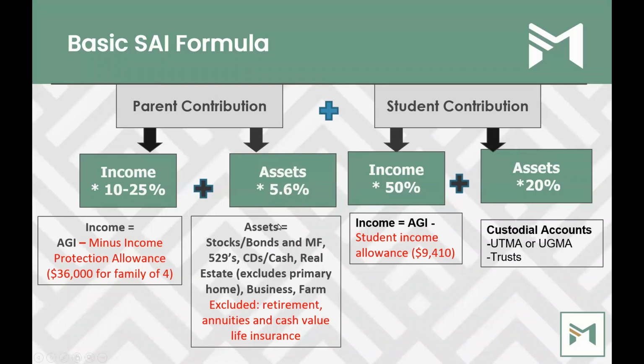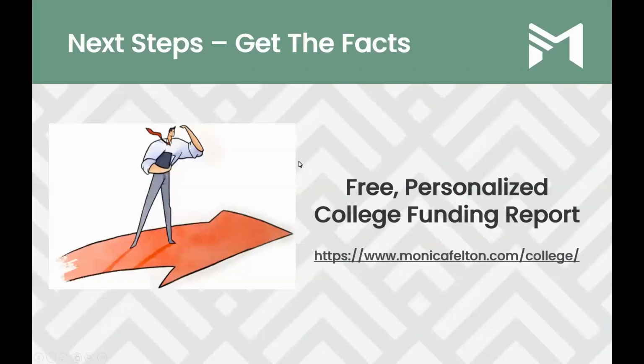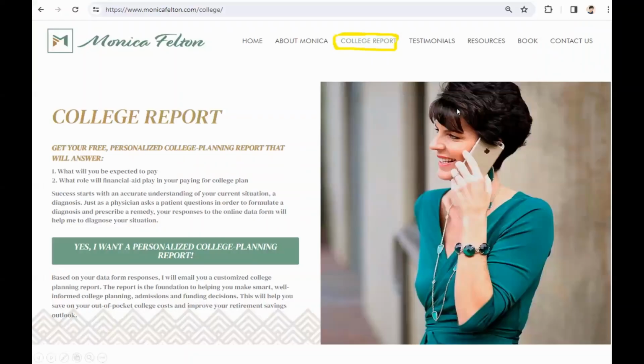If I have a family that makes $100,000 a year and has $50,000 in visible assets, you're going to be expected to pay between $16,000 and $17,000 per child per year to send them to college. If you're looking for more specifics, I offer all families a free personalized college funding report. Head over to my website at monicafelton.com/college. You'll click on this college report.